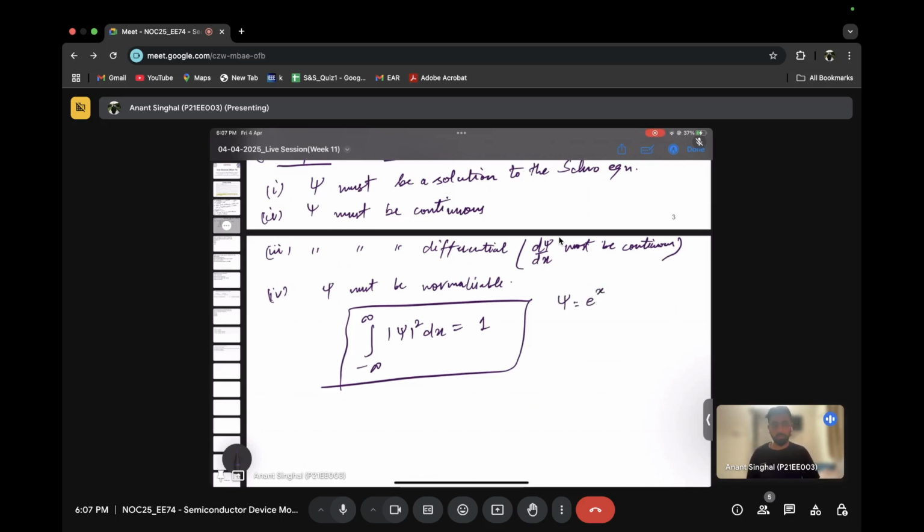So can anyone tell if e raised to power x is normalizable? It can be normalized. Okay, there is a lot of noise. Yeah, I'm saying that it should be normalizable. That means that in all the existing space, the probability of finding the electron should only be 1. It cannot be greater than 1. So what I was asking is, if I take a wave function of e raised to power x, can I take this wave function?